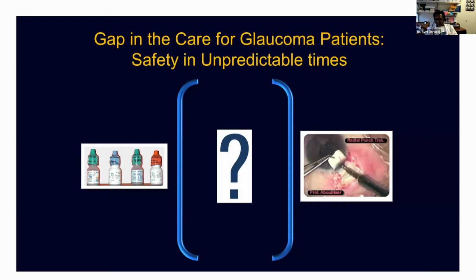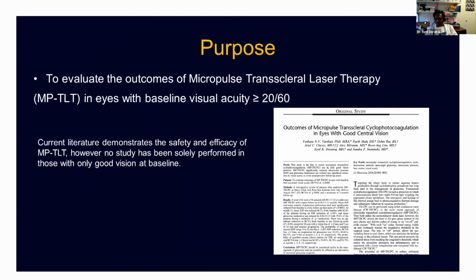The one thing about what we learn typically is that whenever we do a continuous wave cyclophotocoagulation, we typically pick patients with advanced glaucoma who have quite a bit of vision loss. But we wanted to look into whether this MicroPulse transscleral laser therapy can be used in patients who have good vision. That's the major thing.